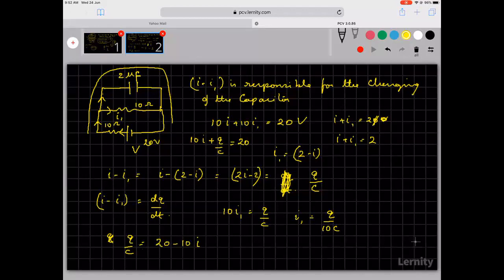So now I is equal to 2 minus I1. So that is equal to 20. Again, I'll be going in a circle. Anyway, that will get equal to Q by C is equal to 10 times I1.